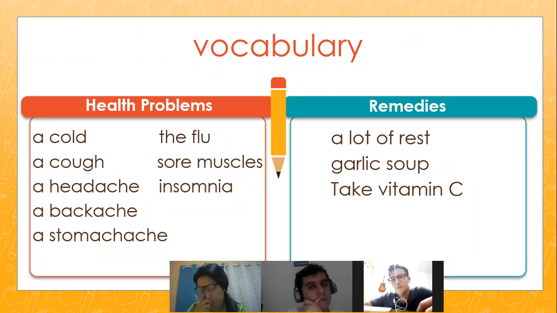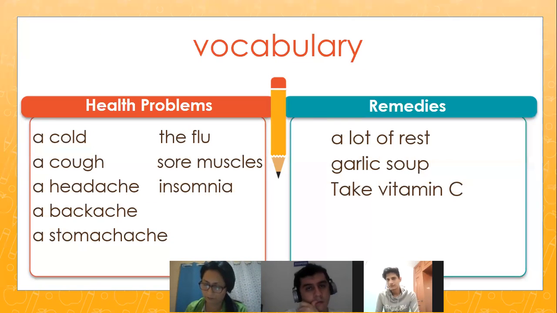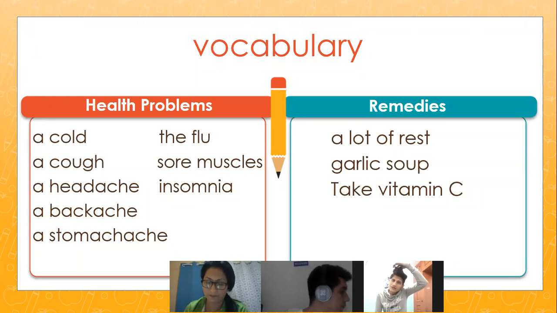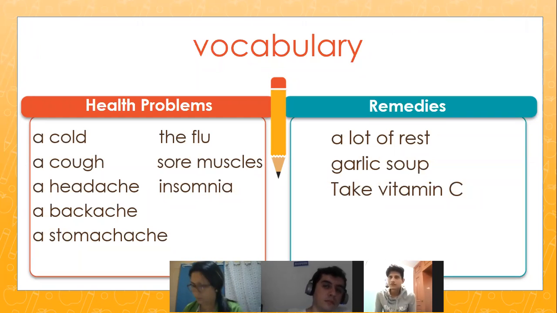And I had another question there, right? Había otra pregunta por ahí. No vi quién me la estaba haciendo, pero era una chica. Questions? Okay. Ah, backache. Backache is espalda, dolor de espalda, right? In Spanish, it's lumbago. No.